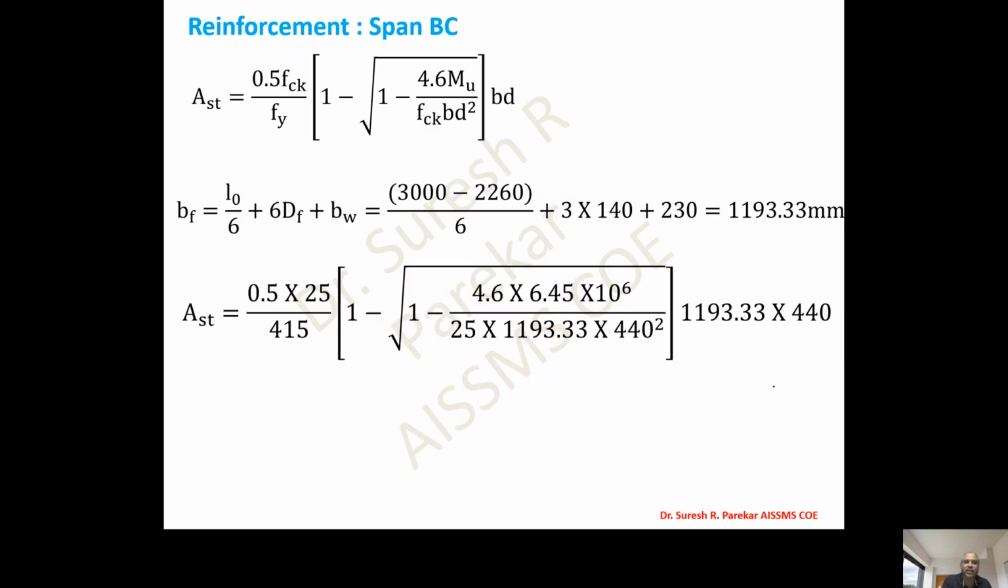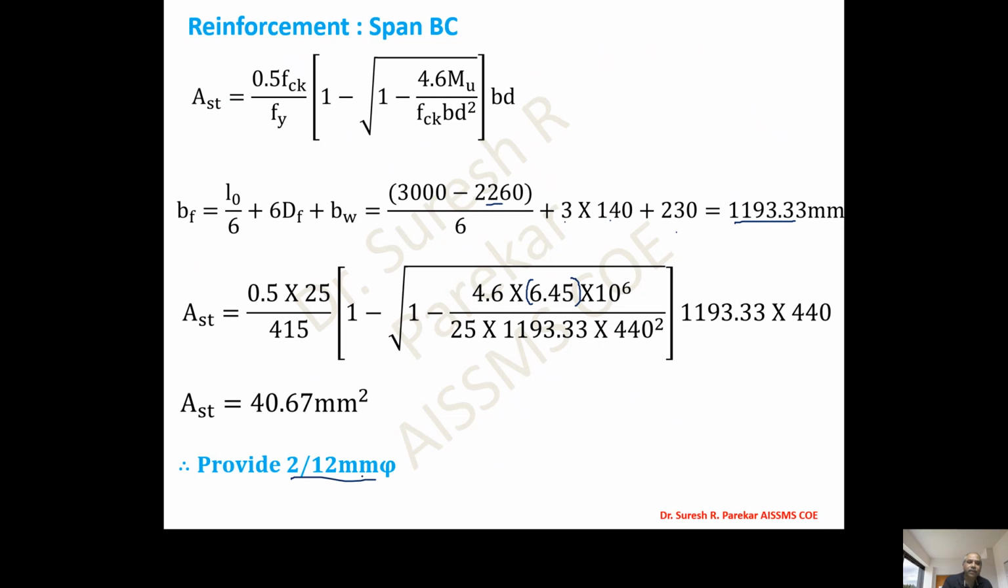Similarly, we can find for BC. So we have for span BC. Now here we have that value change. So 3000 minus 2260. We have calculated this value where bending moment is 0. And then we are in a position to calculate this value. So plus 3 into 140 plus 230, it comes to 1193.33. Here we have taken maximum span moment BC 6.45, and we will get this value 40.67 millimeters. We will provide 2 bars of 20 millimeter phi. Here you can find AST minimum. Here we are going to get 2 bars of 12 torque.